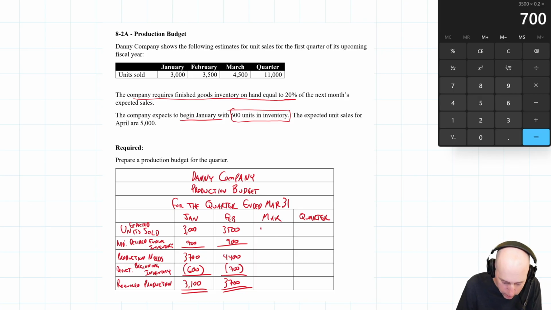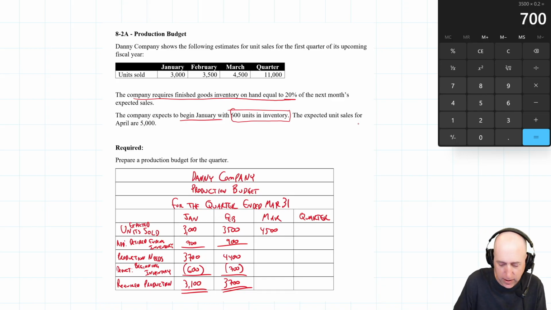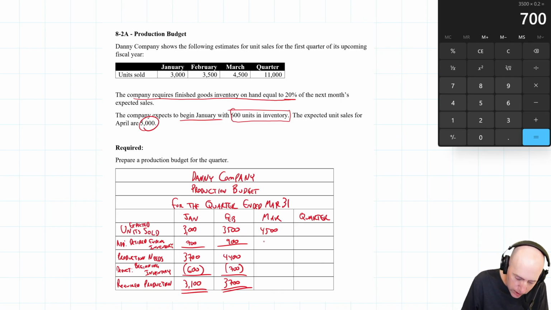Let's do March. March is 4,500. My desired ending inventory for March, well, it's 20% of next month. And the question says the expected unit sales for April are 5,000. So it's going to be 20% of April. It's going to be 1,000 units. 4,500 plus 1,000. Subtotal here is 5,500.